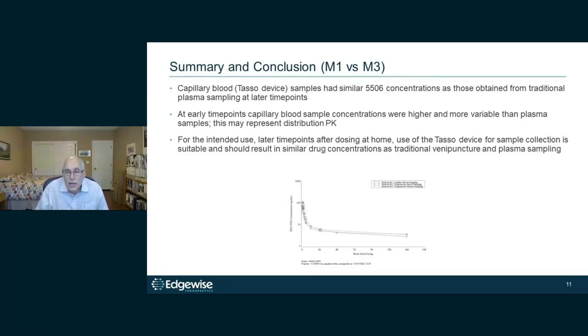And so for our intended use, where these boys are going to come into the clinic for their initial evaluation and enrollment on the trial, and then they go home and continue on their drug, they're at later time points. They'll be at steady state for the drug. So we'll be out really on the right-hand part of the plasma concentration curve. We think that the TASO device is a reasonably good option to use.